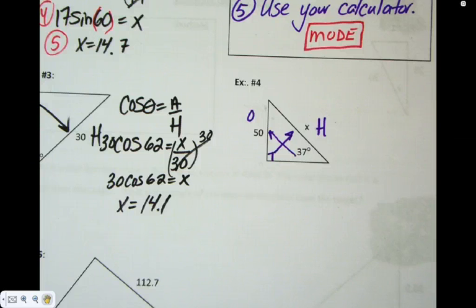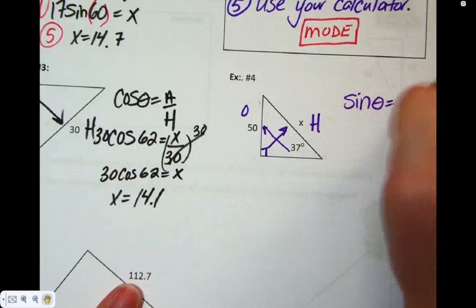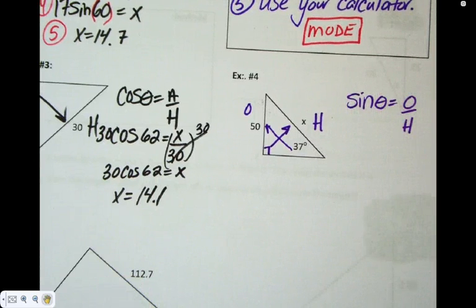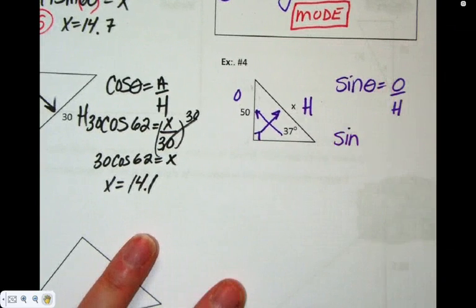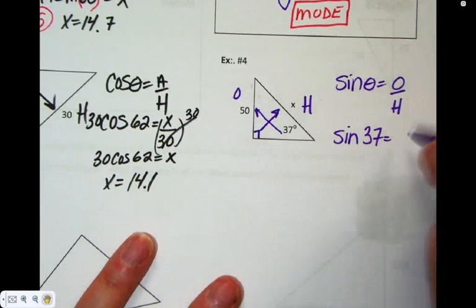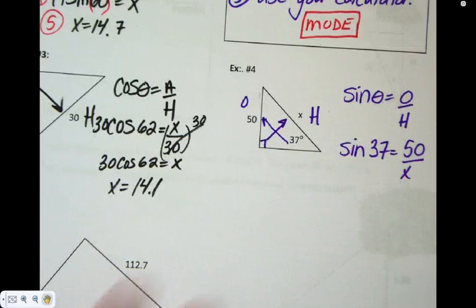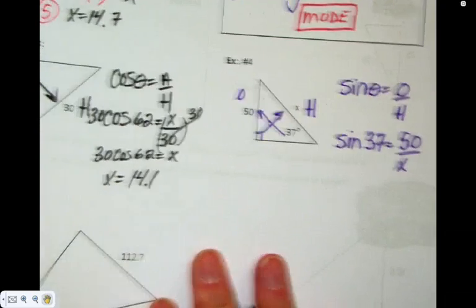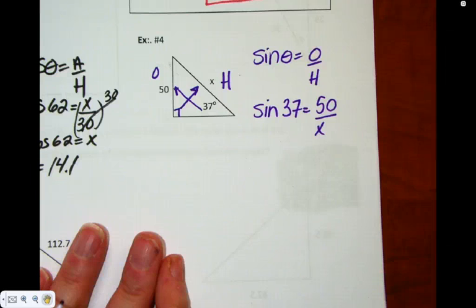Step number 2, SOHCAHTOA. O and H, sine. Okay, let's fill it in. Sine of, what's the angle in the question? 37. O, H. There's step number 3. We already have done our steps.